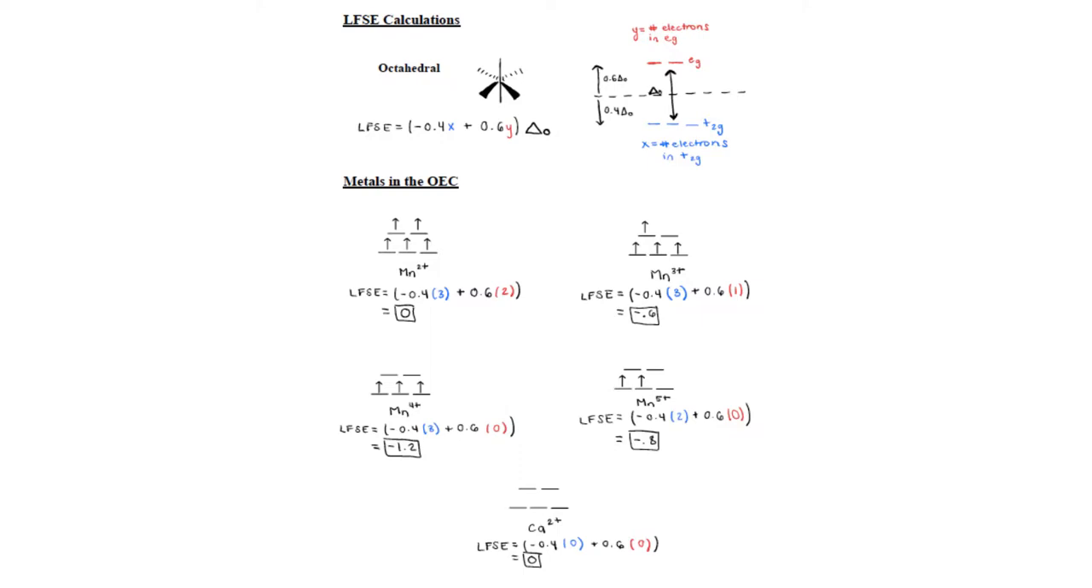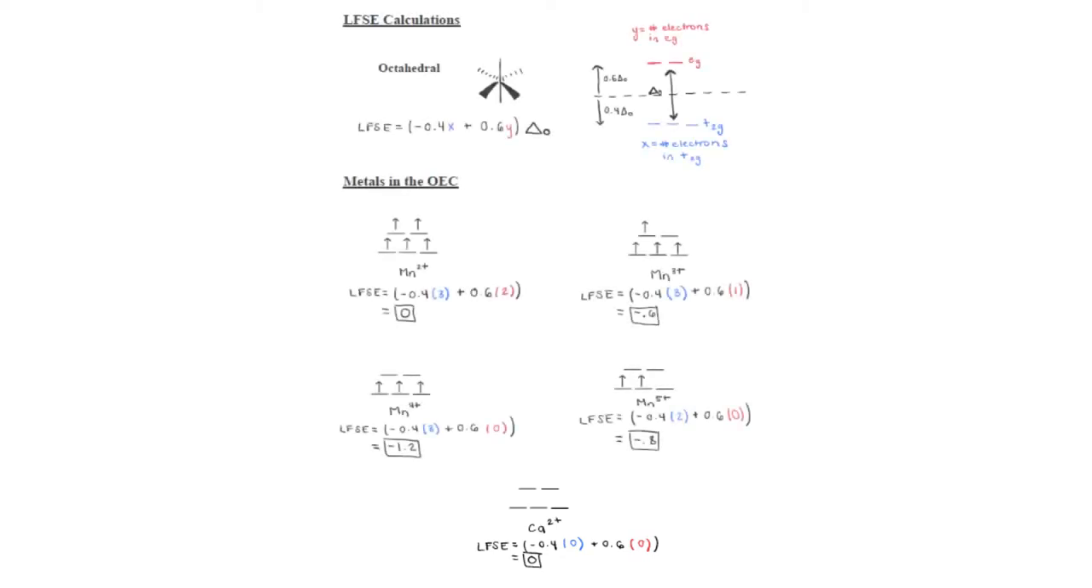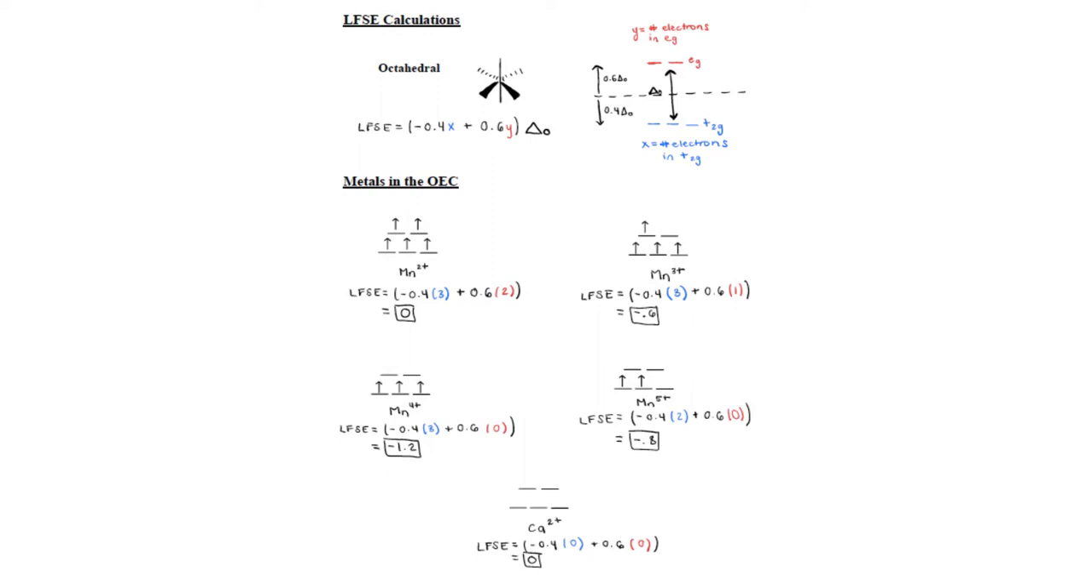Manganese 2+ and calcium 2+ both have an LFSE value of 0, so they are the least stable. However, they are the most labile, meaning they are very fast to react. Overall, if there are more electrons in the antibonding EG orbitals, then the metal is more labile.